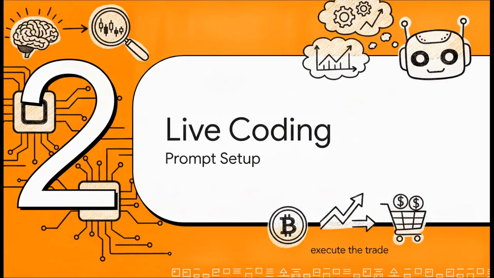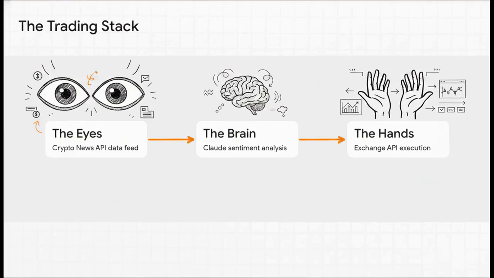Section 2. Live coding and prompt setup. The architecture here is surprisingly simple. Think of this stack in 3 distinct parts: the eyes, the brain, and the hands. For the eyes, we're using the Crypto News API to fetch our raw data and sentiment. The brain is Claude 3.5 Sonnet, which thinks about and analyzes the momentum. And finally, the hands, that's our Exchange API, which actually goes out and executes the trades.